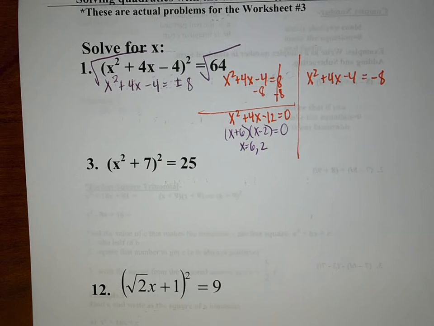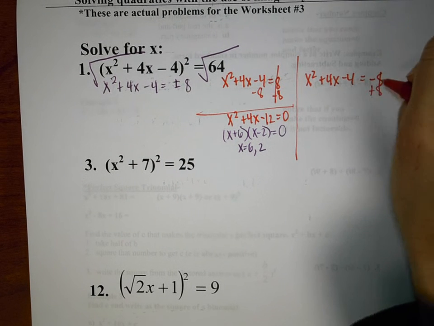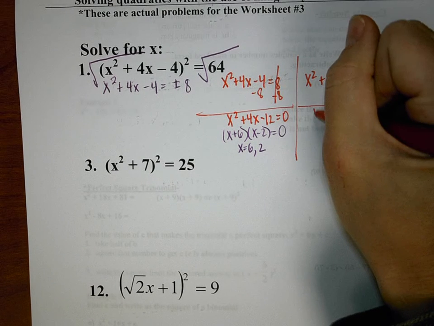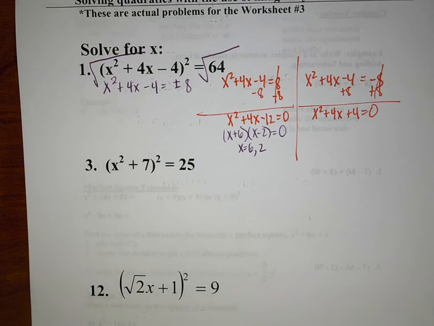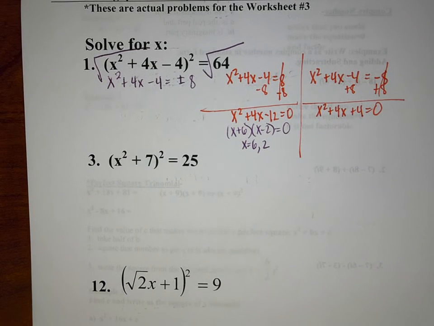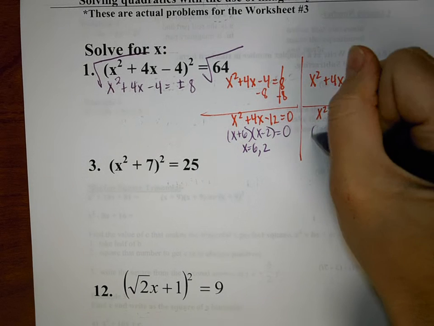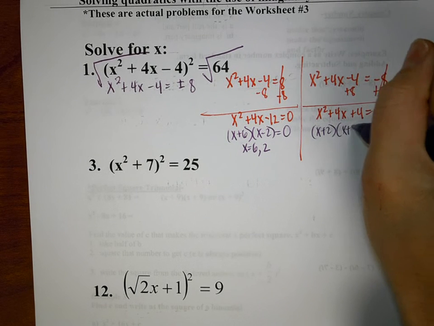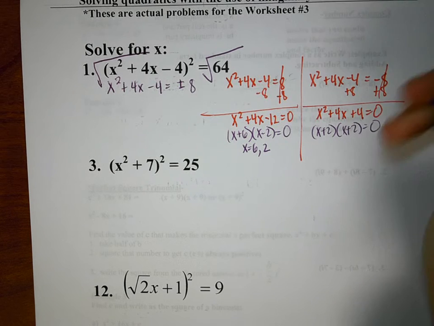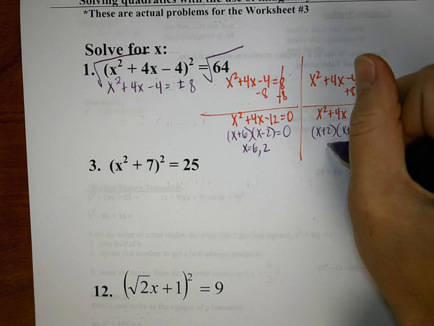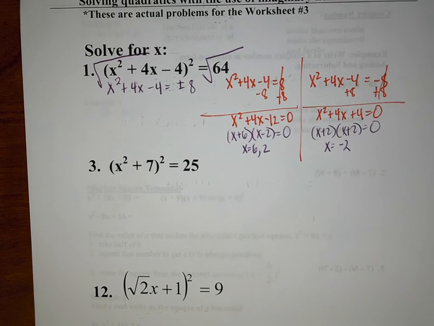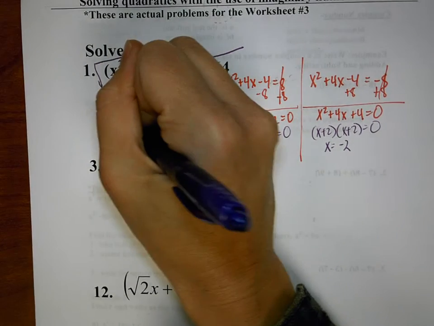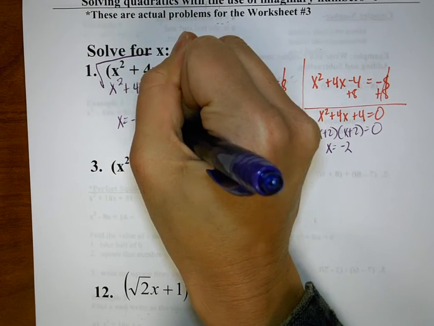Okay, so now we need to do the same thing with the negative 8. So what will I do? Very good. Add 8 to both sides. X squared plus 4x plus 4 equals 0. And now we're going to factor what multiplies to be 4 and adds to be 4. Good. X plus 2 and x plus 2. Good. And when we set those equal to 0, what does x actually equal? Good. And I don't have to write both of the negative 2's because they mean the same thing. So that means my answer is x equals negative 2, 2, and 6.